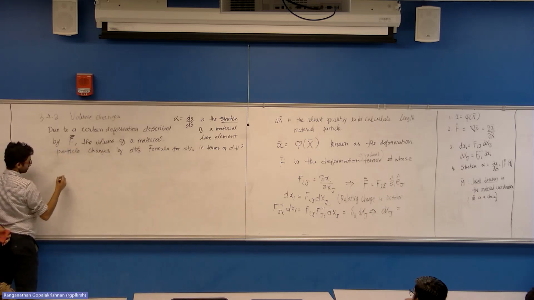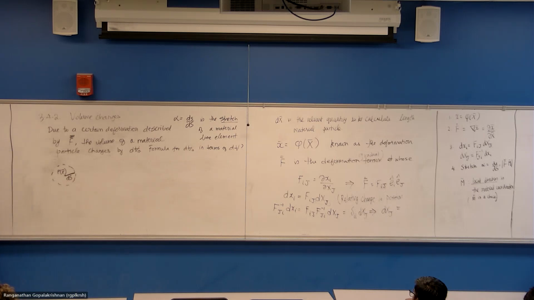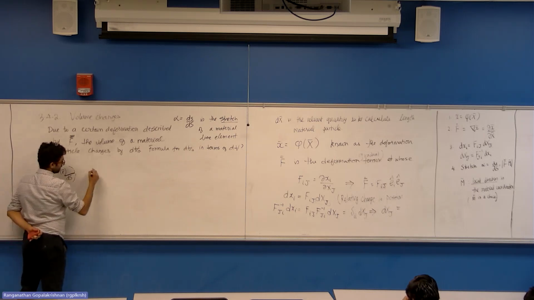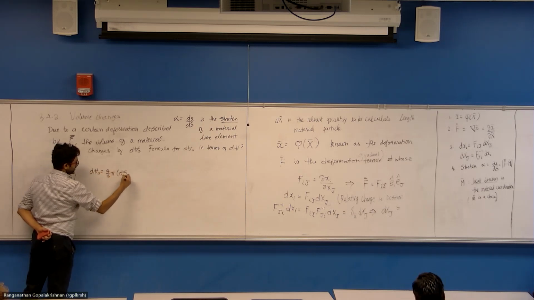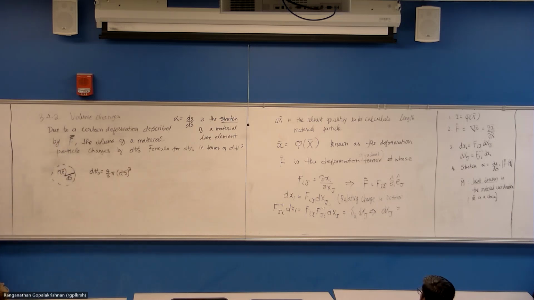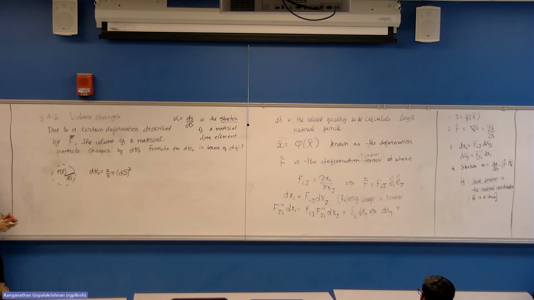So we'll start by writing a material point at a given position x, and it undergoes a change in volume. And if this radius is approximately ds, okay, first we want to write dV naught is equal to 4 by 3 pi ds cubed. Yes. Did you have a question? Nothing.